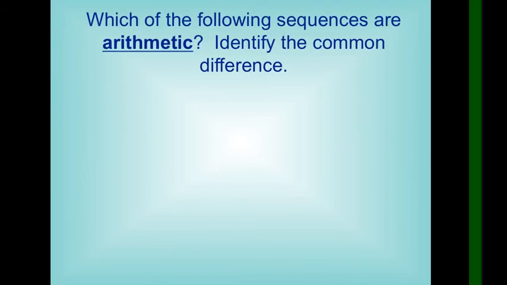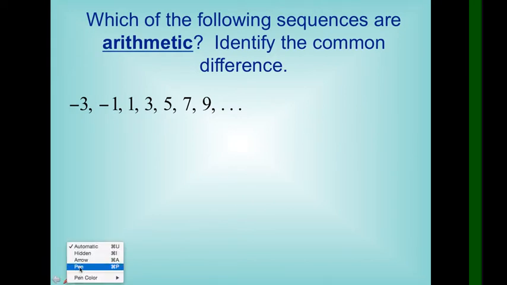First, let's have this identification. Are the following given examples arithmetic sequences, and identify their common difference. Let's start with number 1: -3, -1, 1, 3, 5, 7, and 9. What do you think is the common difference of this sequence? Or by the way, is this an arithmetic sequence? That's the question.